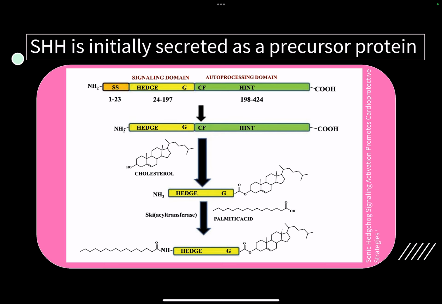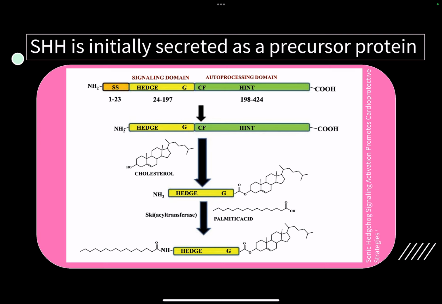So Sonic the Hedgehog protein is translated as this large protein that starts out as 439 amino acids. Its amino terminus is nicknamed Hedge, while the carboxyl terminus is nicknamed Hog. The Hedge region is mainly the signaling domain, while Hog has autocatalytic properties.